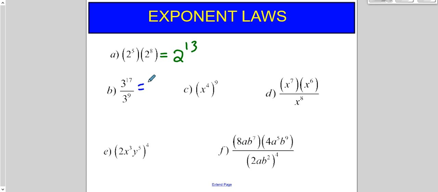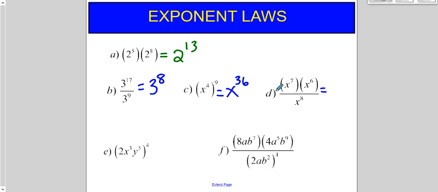So my base stays the same, 3. We are dividing here. Remember that a fraction is really a division, so we're going to subtract our exponents. 17 minus 9, which would give me 8. Here my base is x, so I'm going to keep it as x. We have an exponent to another exponent, so that means we're going to multiply 4 times 9, which is 36.